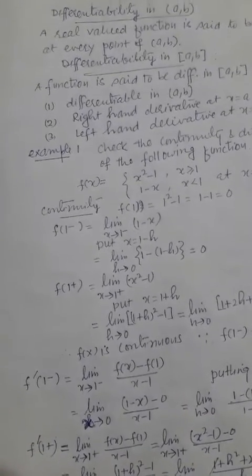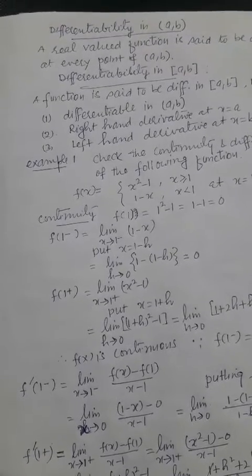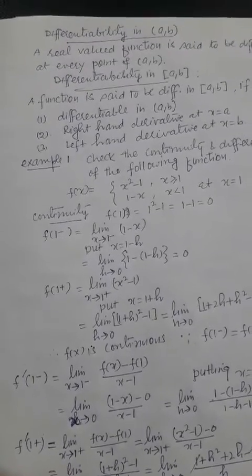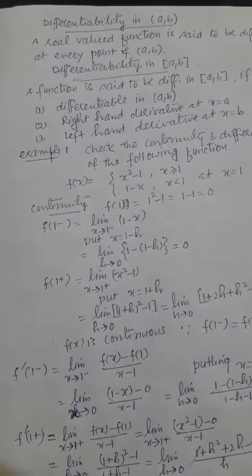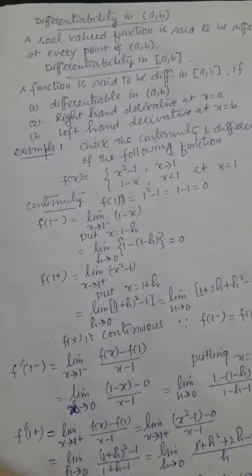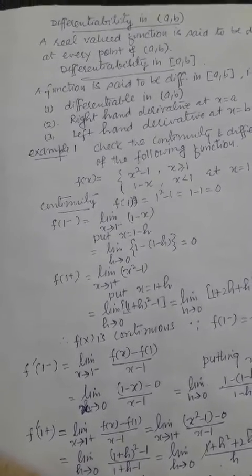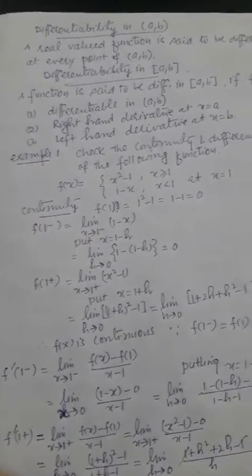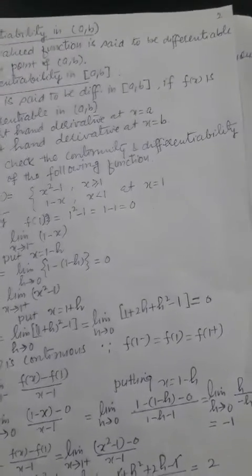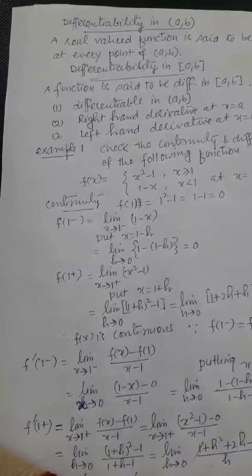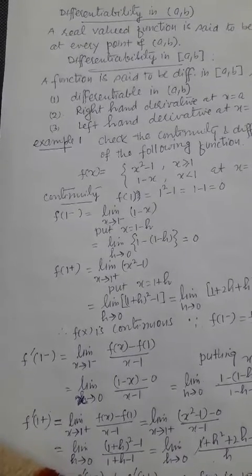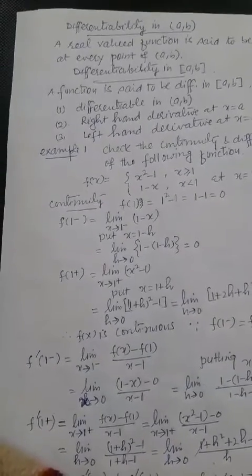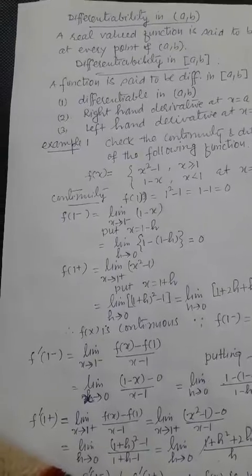Now we define differentiability in an open interval AB. Since an open interval AB means the set of all real numbers lying between A and B, certainly they are infinite. A real valued function is said to be differentiable in the open interval AB if it is differentiable at every point of this interval.